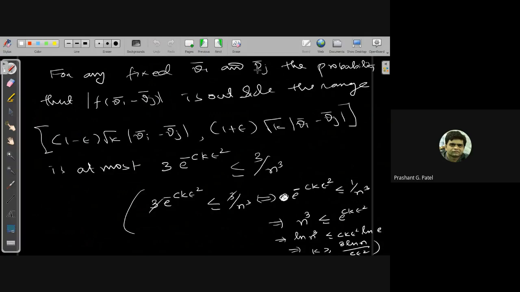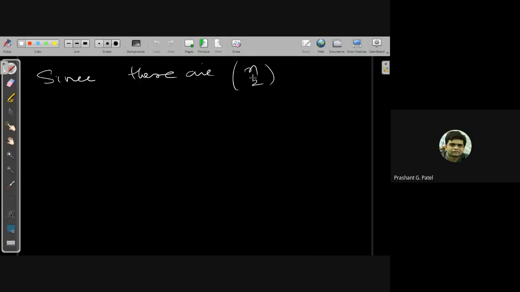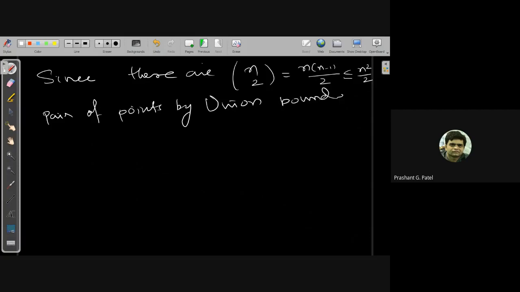And since there are NC2 possibilities, because we have taken points Vi and Vj, so there are n points, and picking 2 points out of n points gives NC2 possibilities. So NC2, which is equal to n into n minus 1 by 2, is less than or equal to n square by 2 pairs of points, by union bound.